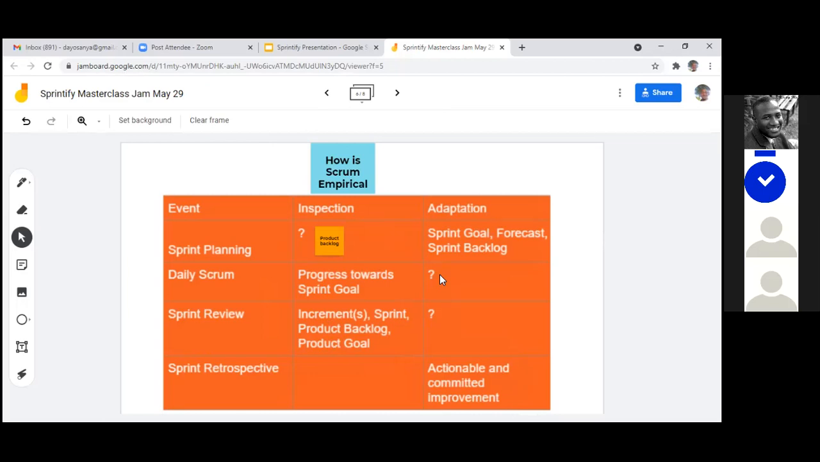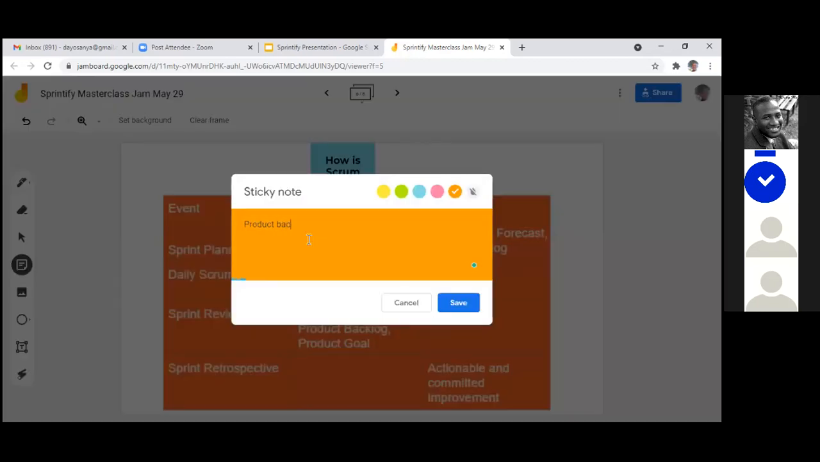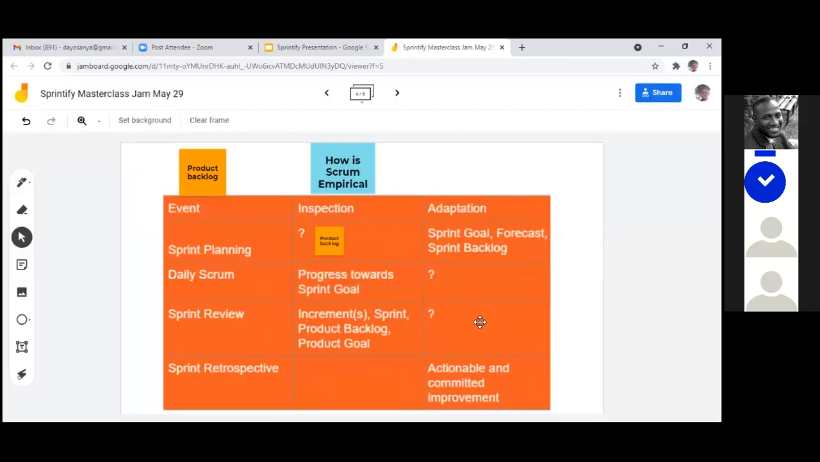So during the daily scrum, the inspection they're trying to do is how are we progressing towards the sprint goal? During the sprint review, the inspection is how have we been able to succeed? How have we been able to achieve the product goal? So for the sprint review, what will be adapted is the product backlog too, because at the end of the day, in case there are some adjustments that need to be done, that is what will be done.